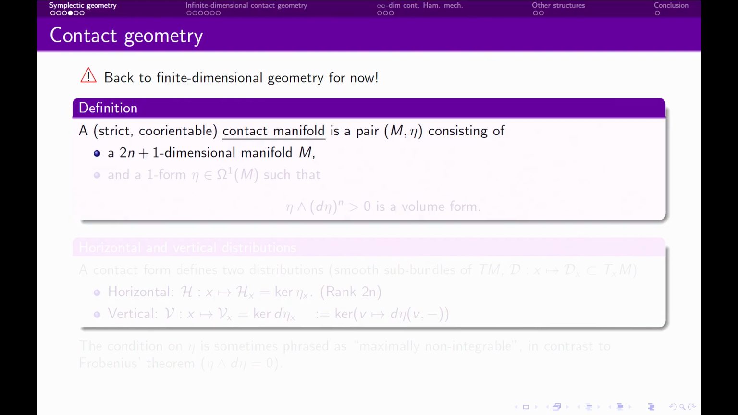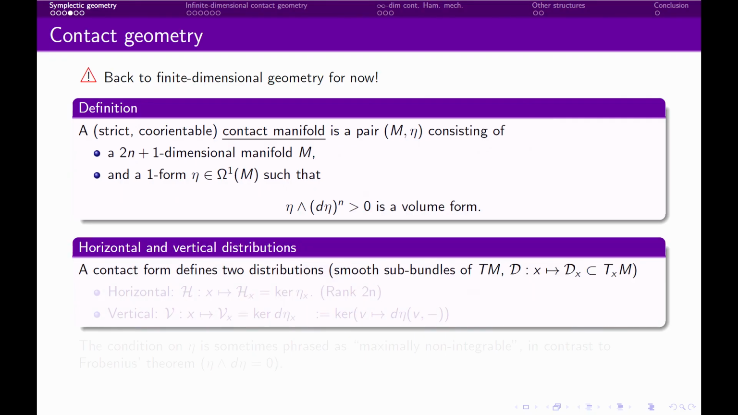Okay, so a strict co-orientable contact manifold is a pair (M, eta) consisting of an odd dimensional manifold M and a one form eta such that eta wedge (d eta)^n is a volume form. This gives us two distributions, a horizontal distribution and a vertical distribution. The horizontal distribution arises from the kernel of eta, and the vertical distribution arises from the kernel of d eta.